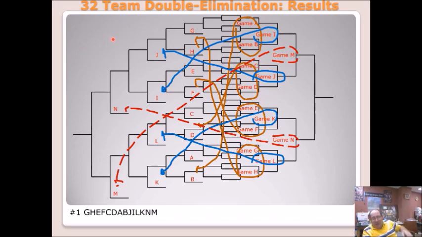In fact, if you look at the modeling, I was really surprised to see this. It's not all that close. So GHEFCDAB JILKMN is not all that competitive in terms of its performance. I don't think it performs better than this in pretty much anything. So that's the type of approach we want to do.